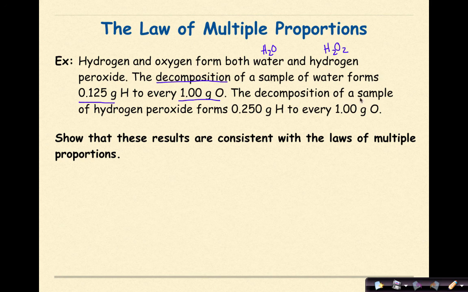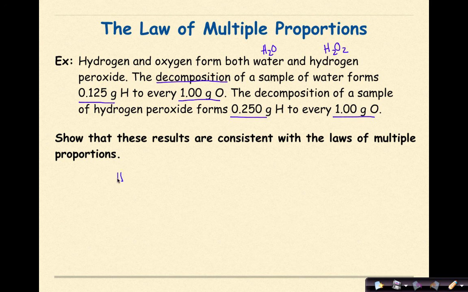The decomposition of a sample of hydrogen peroxide forms 0.250 grams of hydrogen to every 1 gram of oxygen. Show that these results are consistent with the laws of multiple proportion. So let's break this down again.